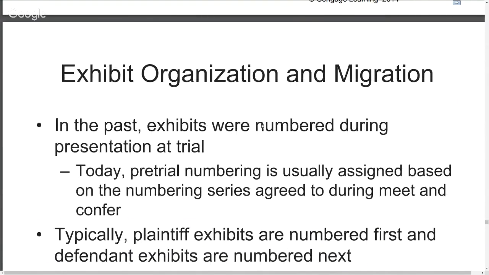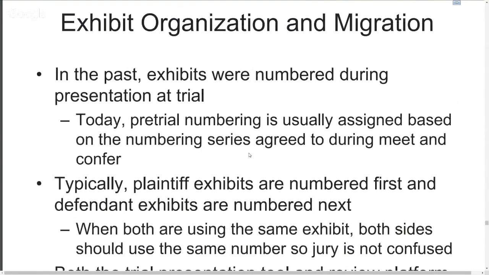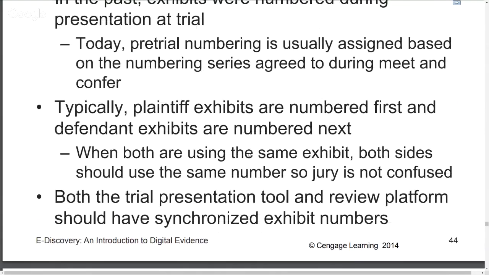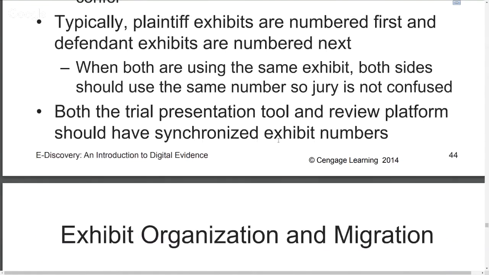In the past, exhibits were numbered, and they were usually assigned a number based on the numbering series agreed to during the meet and confer. Typically, plaintiff exhibits are numbered first, and defendant exhibits are numbered next. When both use the same exhibit, both sides should use the same number so the jury is not confused. Both trial presentation and review platforms should have synchronized exhibit numbers.